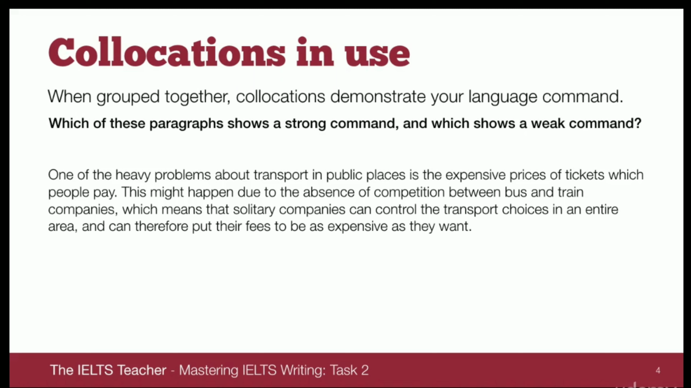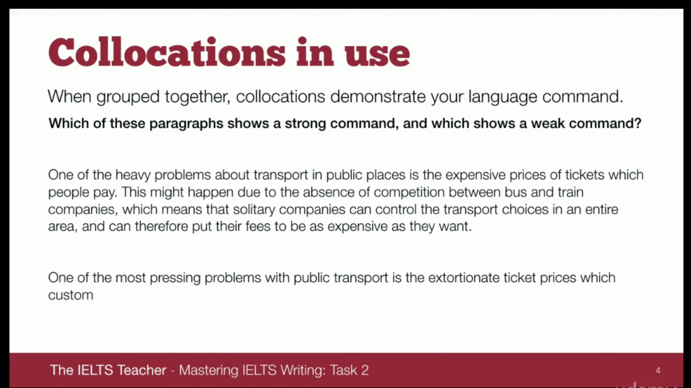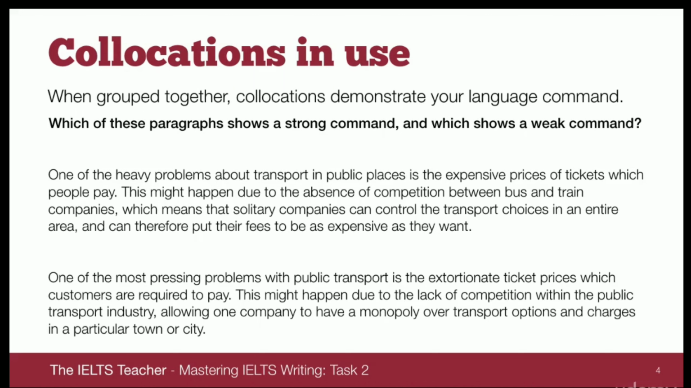This might happen due to the absence of competition between bus and train companies, which means that solitary companies can control the transport choices in an entire area and can therefore put their fees to be as expensive as they want. Now let's have a look at the second paragraph. One of the most pressing problems with public transport is the extortionate ticket prices which customers are required to pay. This might happen due to the lack of competition within the public transport industry, allowing one company to have a monopoly over transport options and charges in a particular town or city.